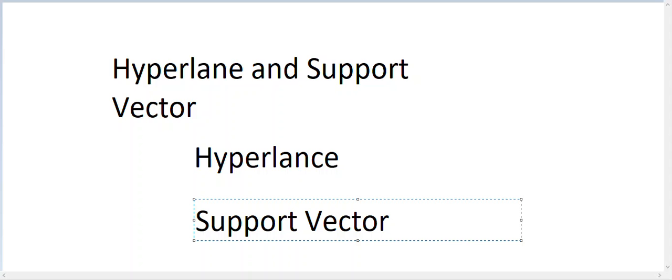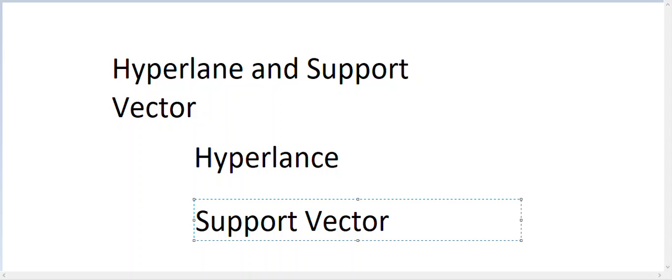The dimension of the hyperplane depends on the features present in the dataset, which means if there are two features as shown in the image, then the hyperplane will be a straight line. And if there are three features, then the hyperplane will be a two-dimensional plane. We always create a hyperplane that has a maximum margin, which means maximum distance between the data points.